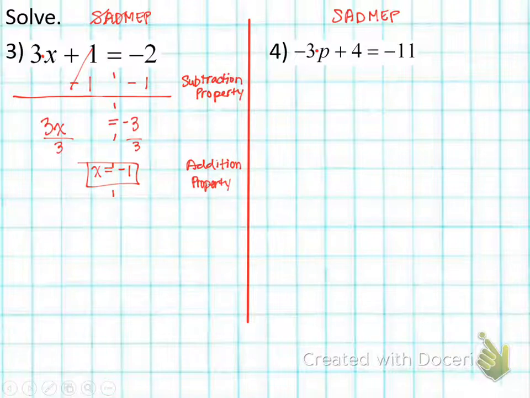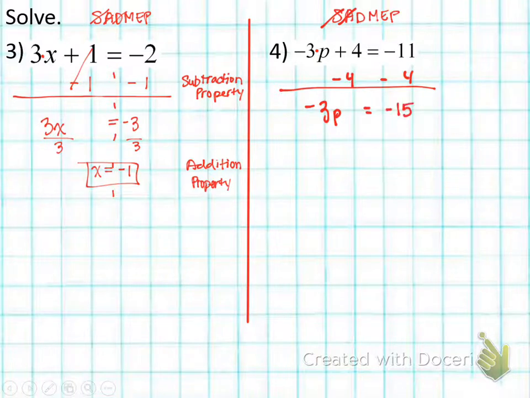Okay, so on this one, number 4, first thing we want to do is check if there's subtraction signs. There aren't. This looks like a subtraction sign, but it's not. It's actually being multiplied. -3 is being multiplied by p. Okay, so addition signs, yeah, there's an addition. This is a -4, so we're going to do -4 on both sides. When you do that, you get -3p is equal to -15.